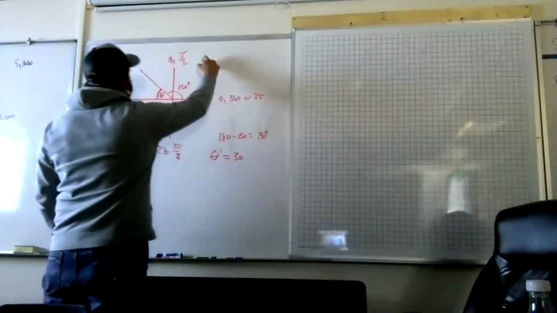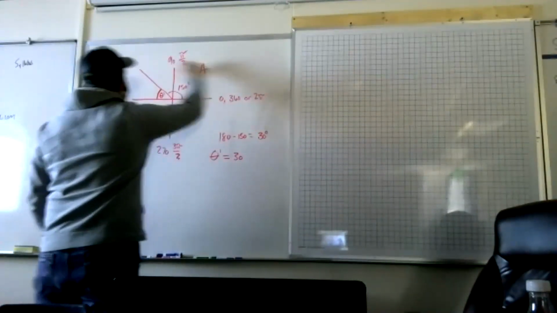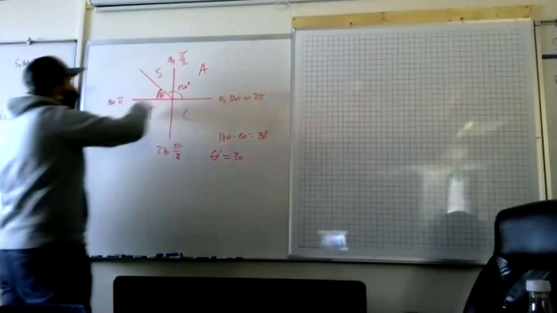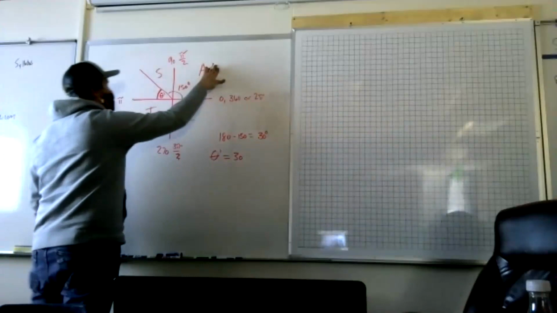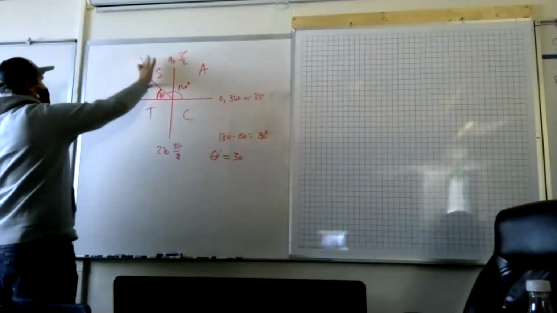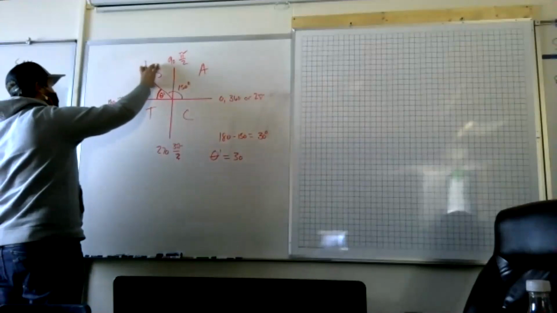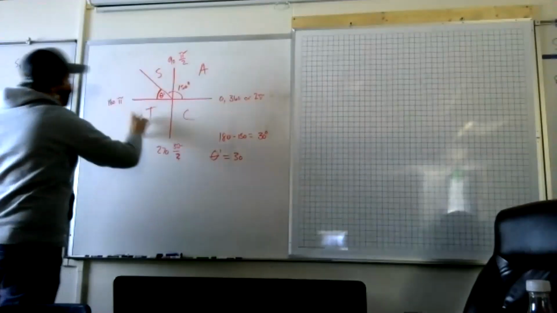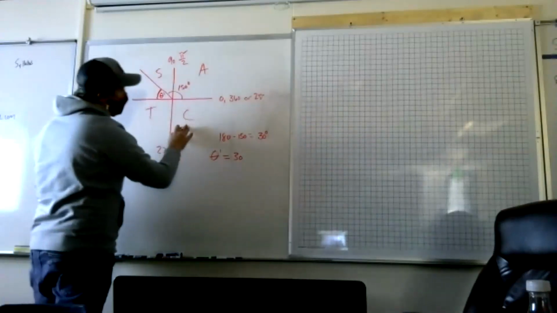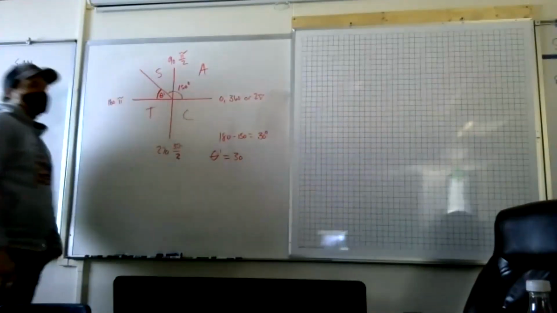Okay, from here, I need to assign whether my cosine is going to be positive or negative. Okay, remember we have a nice little cheat sheet. It goes A, S, T, C, rotating clockwise. All trigonometric functions are positive in quadrant 1. Only sine and cosecant are positive in quadrant 2. Tangent and cotangent are positive in quadrant 3. Cosine and secant are positive in quadrant 4.